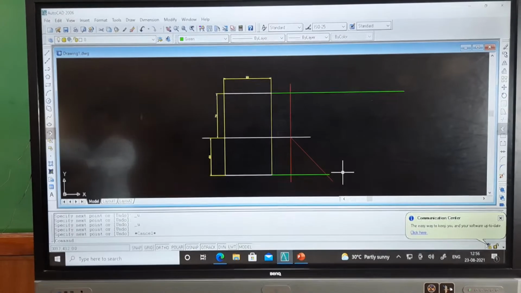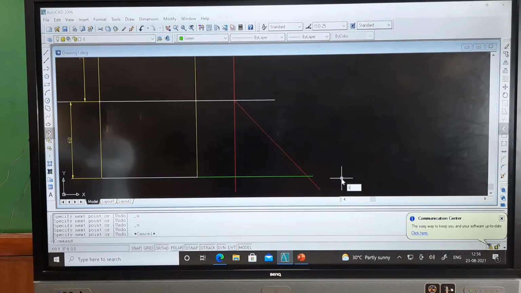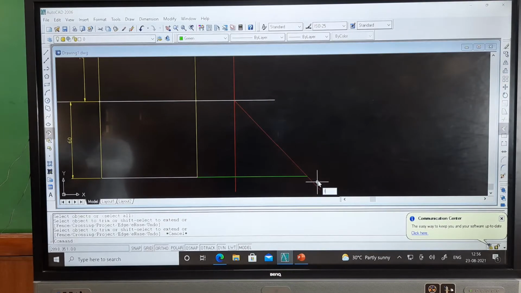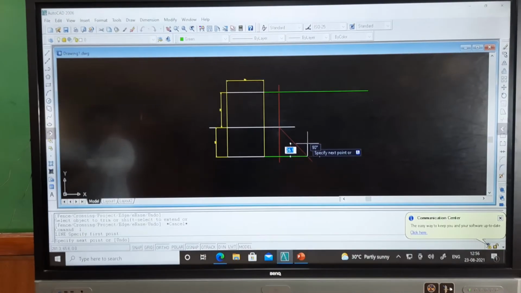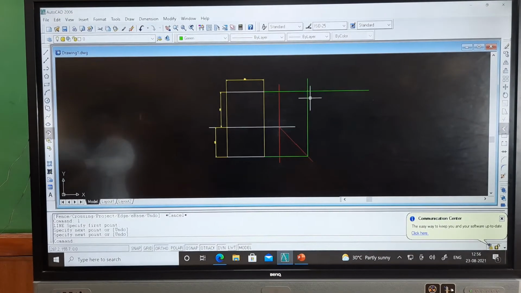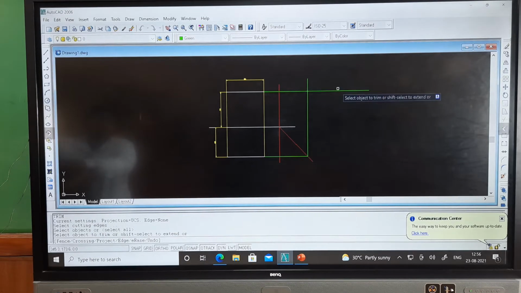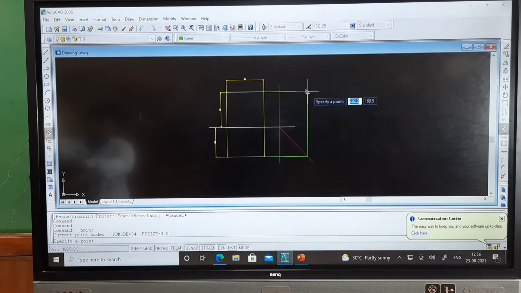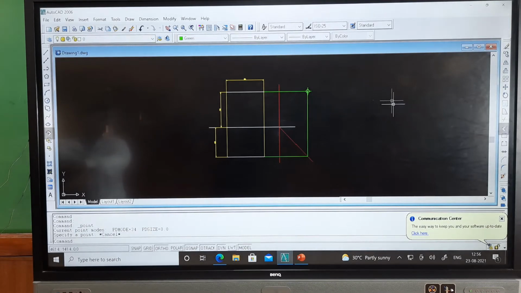Now, from this point I will go for trim, TR double enter. Okay. Now, again L enter, from this point up to this point. So, this is TR double enter. See, wherever both the lines coincide at this point, this is nothing but my side view, which I am representing as a point.